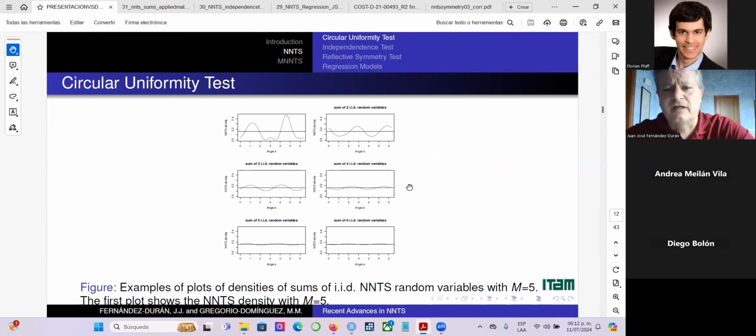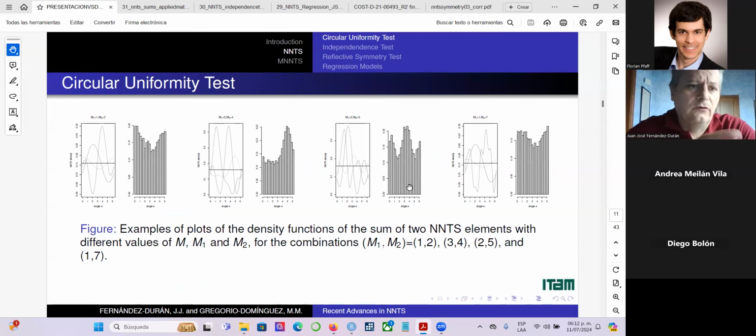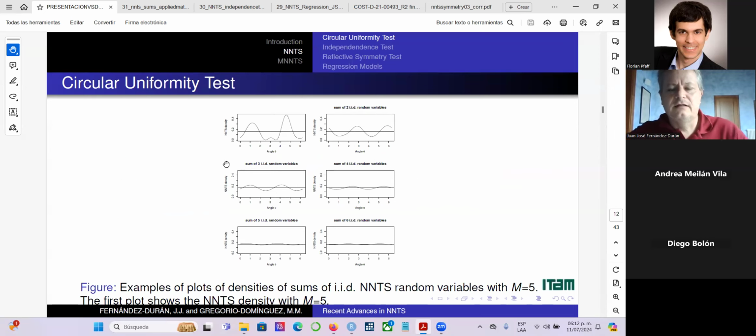You have here some examples. For example, in the first plot, you have the sum of an NNTS density with m equal to 1 and m equal to 2, and the sum is equal to a density with m equal to 1. And other examples. And of course, you have what is the equivalent of the central limit theorem for circular data, that has to do with the convergence of the sum of independent identically distributed random variables to the uniform circular distribution. You have here this plot representing that scenario.